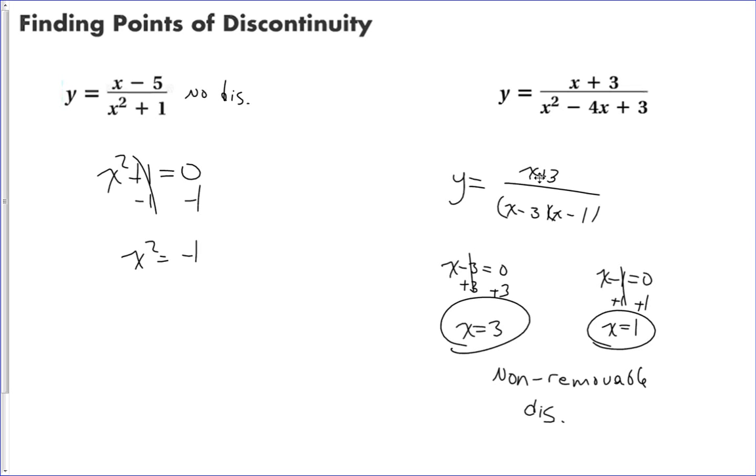If this had been an x minus 3, or this had been an x plus 3, we could have canceled here, so then this would have been a removable discontinuity, and then 1 would have been a non-removable. The next example is going to show us about the non-removables. But for this one, since we can't cancel out any of these two factors with the top, both of these are considered non-removable discontinuities.